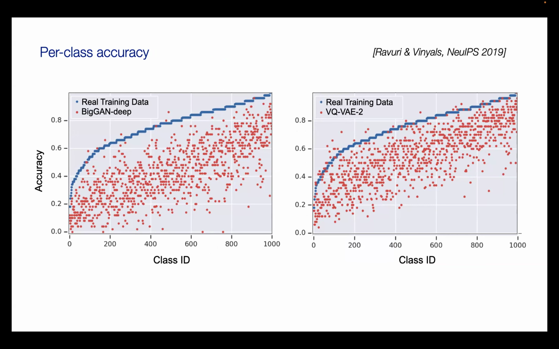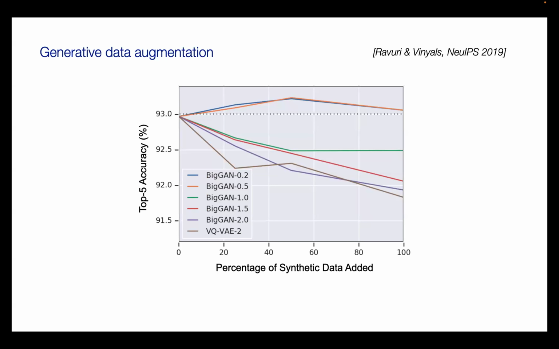Then they also looked at generative data augmentation. What they did was they said, what if we mix synthetic data with real data? What happens? And the answer was it hurt performance. Even adding a moderately small amount of synthetic data really hurt the performance of these models.